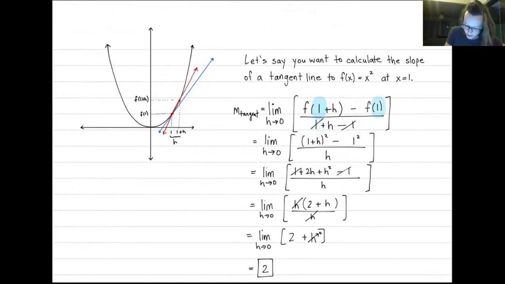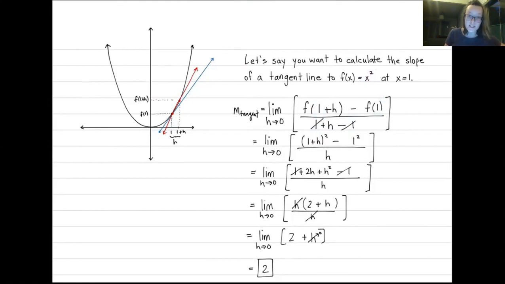The other thing they could do to you is they could change the function, right? In this case, it was x squared, but we could do it for any function: x cubed, sine, cosine, exponential functions, and we're going to work through all those in videos this week. But that's the basic idea of getting the slope of a tangent line.